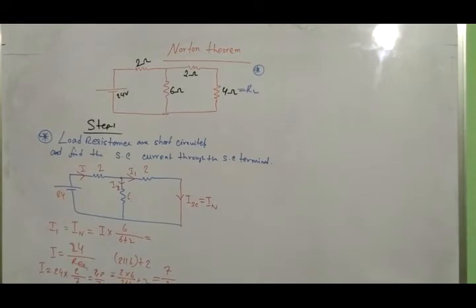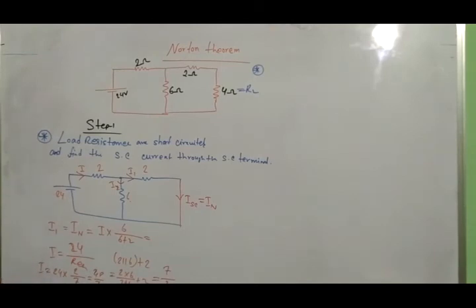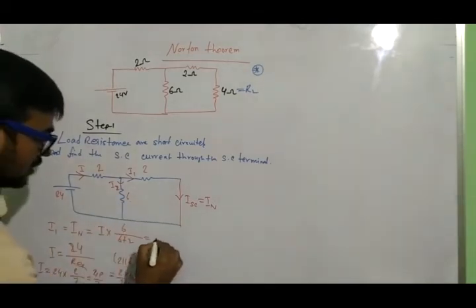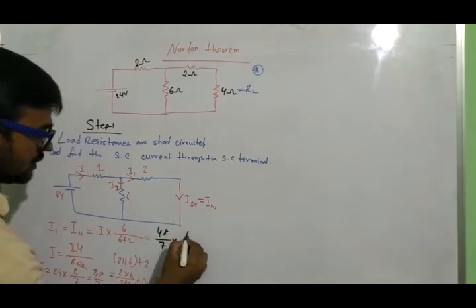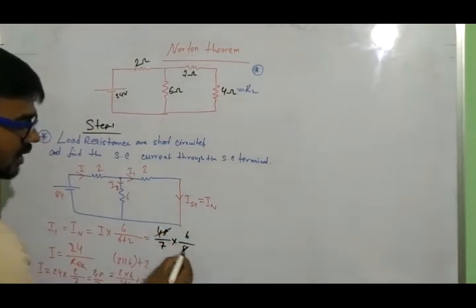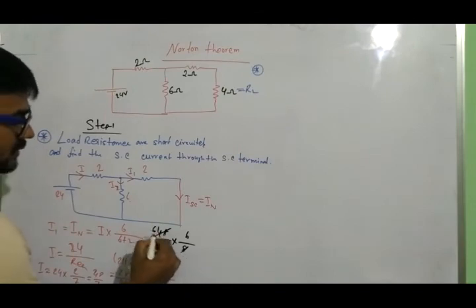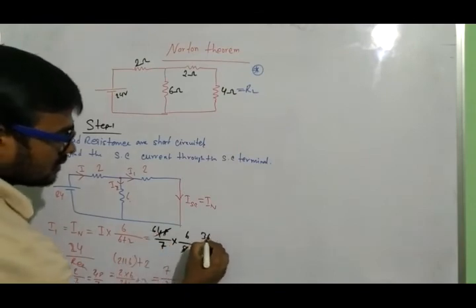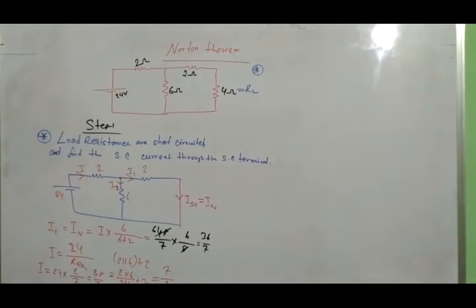So the value of I is 48 by 7, and this current is the main current. Now I find the branch current, that means IN, the Norton current, the short circuit current. So 48 by 7 into 6 by 8, that gives 36 by 7. So the value of the Norton current is 36 by 7.